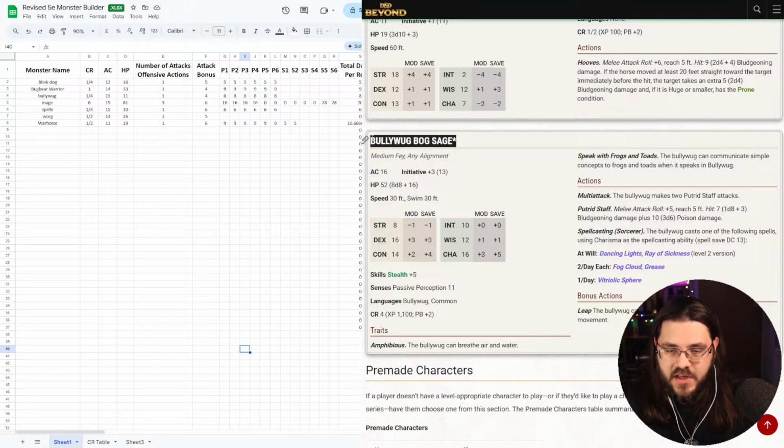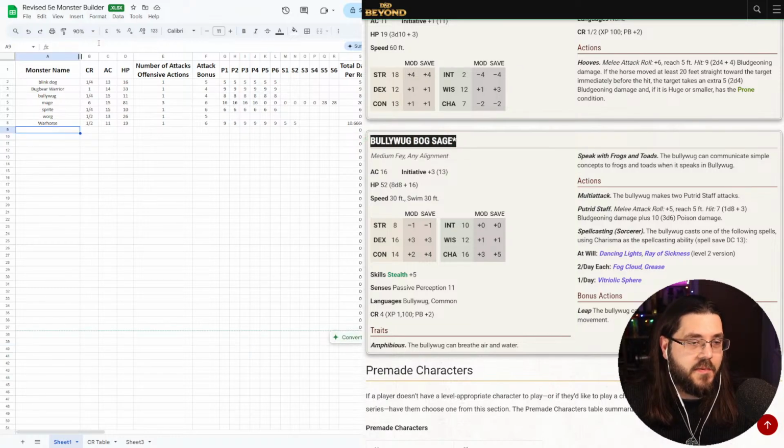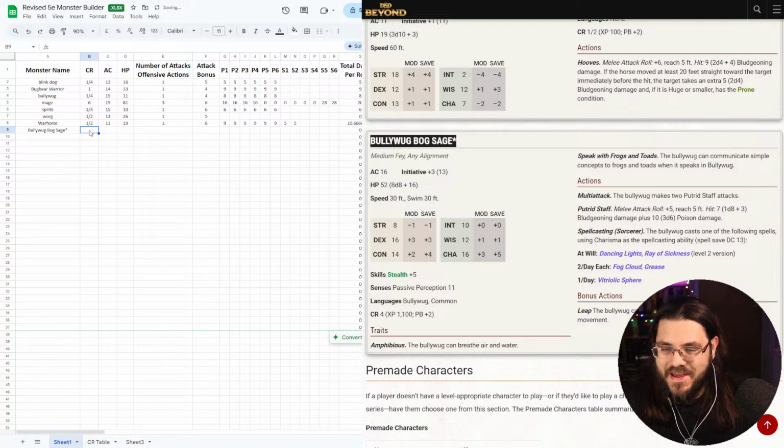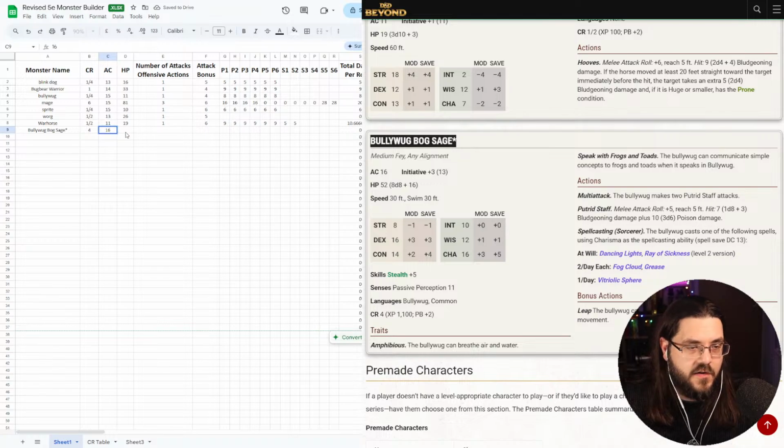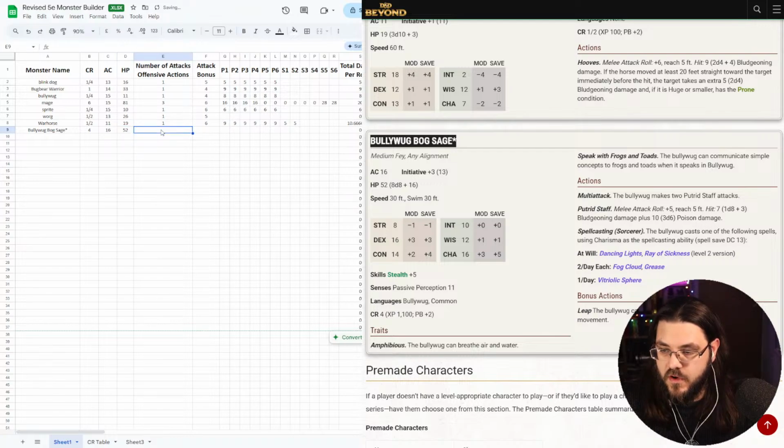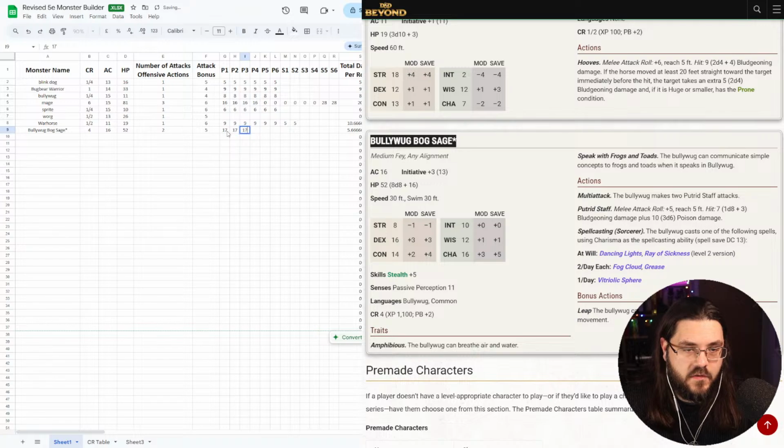Bullywug Bog Sage. What an awful name. That is going to be a CR 4 creature. I like a nice spread of options. And that's going to be 52 hit points. Its number of offensive attacks is going to be 2 per round. Its attack bonus is 5. And its Putrid Staff does 17 points of damage. So its primary damage is going to be these.